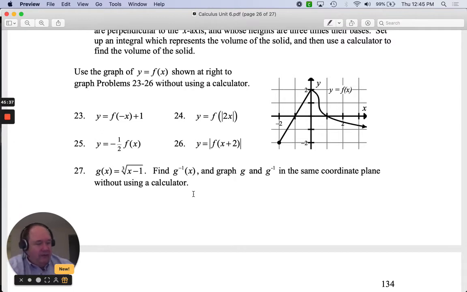So if I look at question number 23, use the graph y equals f of x shown at the right to graph problems 23 through 26 without using a calculator. So if I want to graph this, understand the key points and what's happening. So if y equals f of x, y equals f of negative x plus 1, what's happening and how can I figure this out?